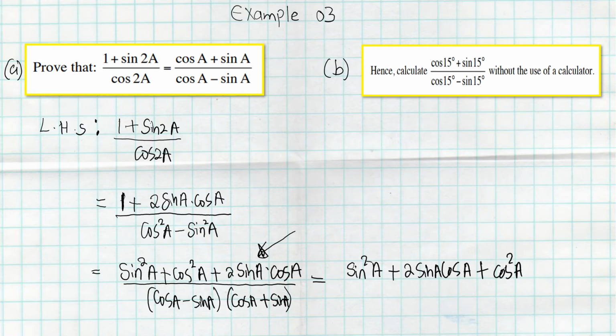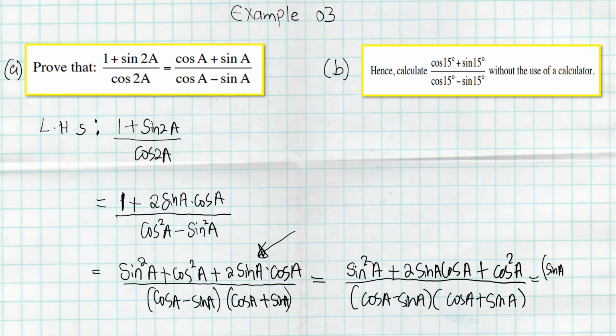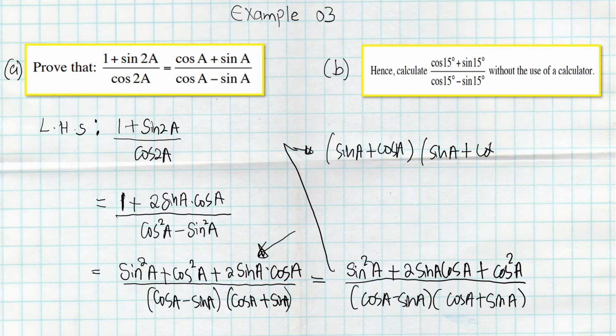So what I'm going to do is factorize this expression. Okay, let me just put it there for now. And under there I have cos A minus sine A into cos A plus sine A, right? So I'm going to factorize that expression there. Obviously, it will be what? It will be sine A plus cos A, right? Cos A into what? We have a small space there. Okay, just gonna put it on top. It will be sine A plus cos A into sine A plus cos A, right?